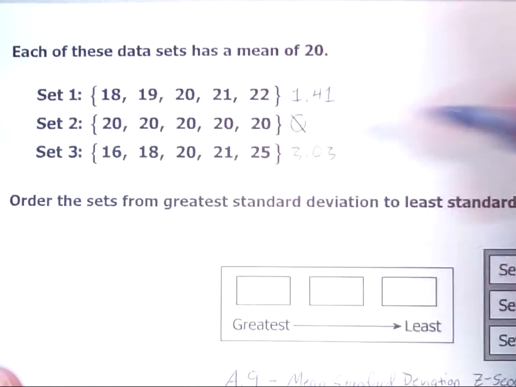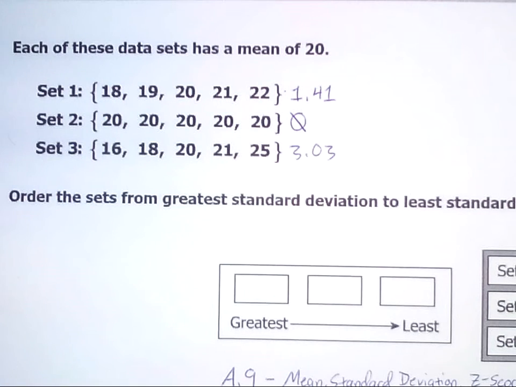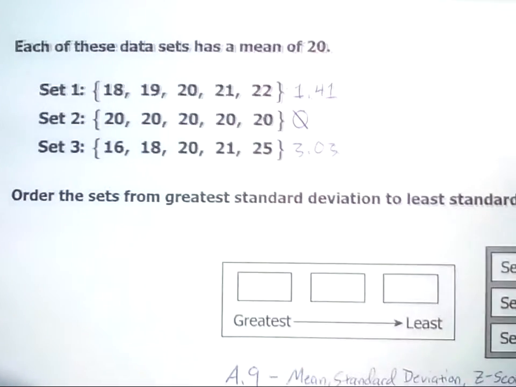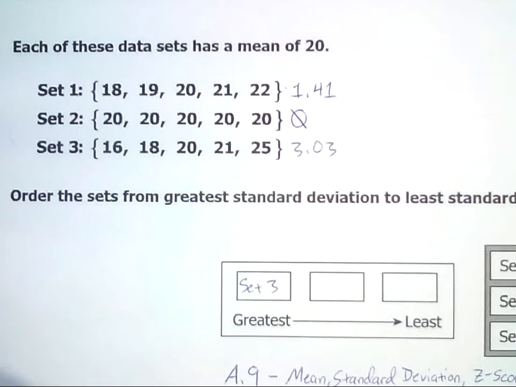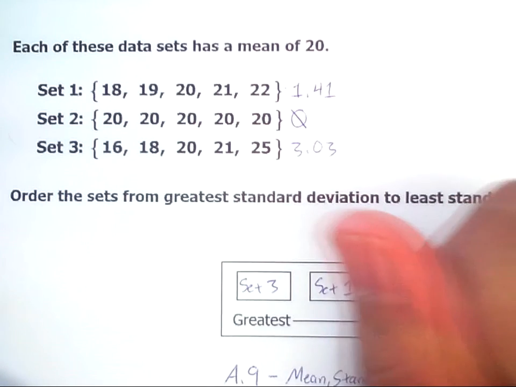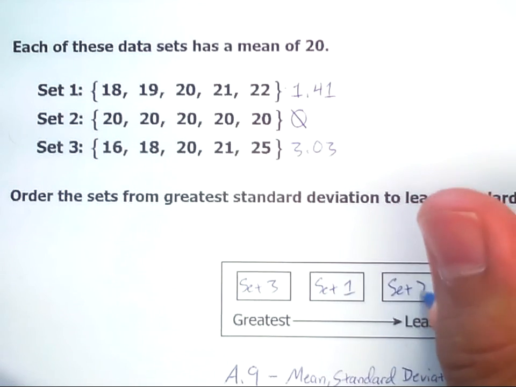And the question asked us to order the sets from greatest standard deviation to least standard deviation. All right, so the greatest was set 3. Then next would be set 1, and the last one would be set 2.